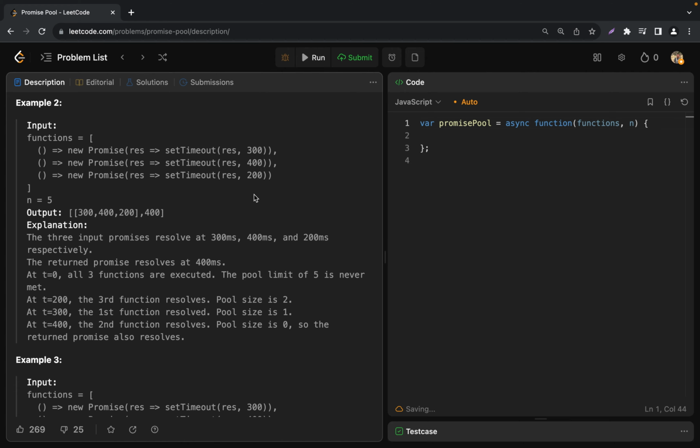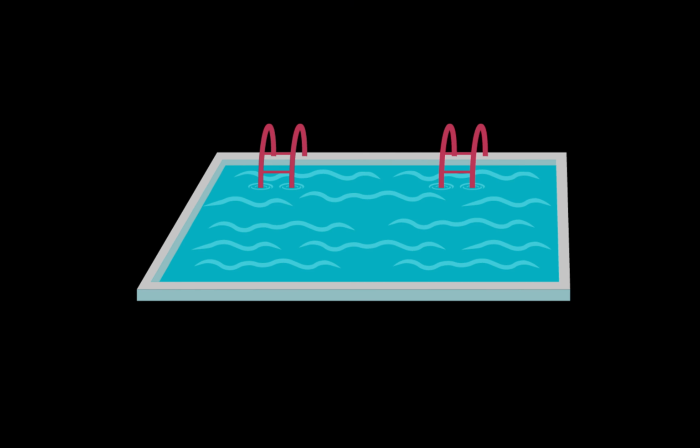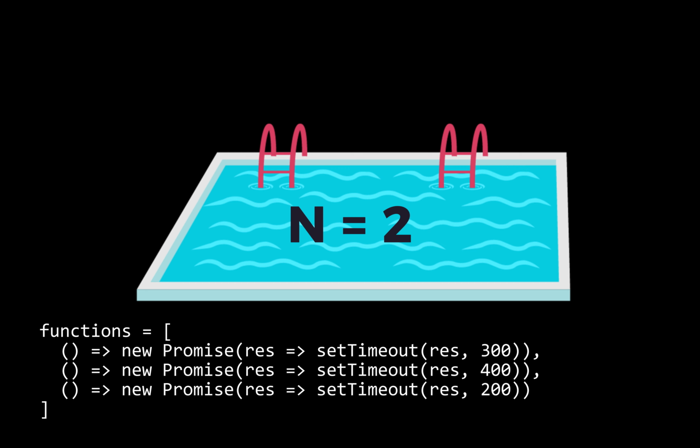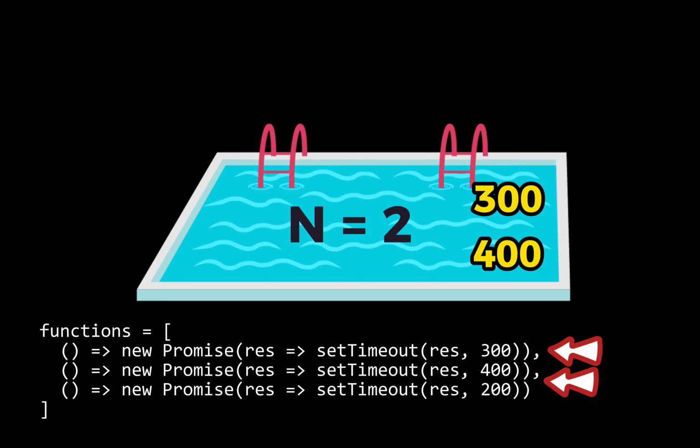For better understanding, let's visualize the task, where we have a pool with a size limit. Let's say n will be 2. We have 3 promises, and each promise has a set timeout. Because the limit is 2, we enter the first 2 promises. And as soon as any of these promises is executed, we enter a new one.